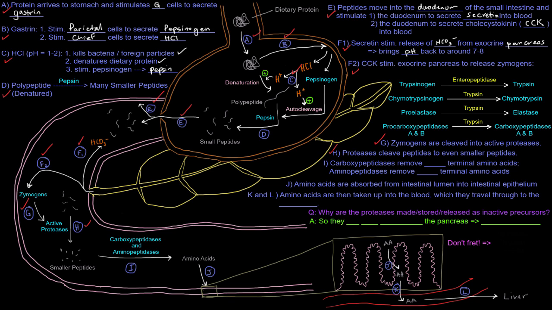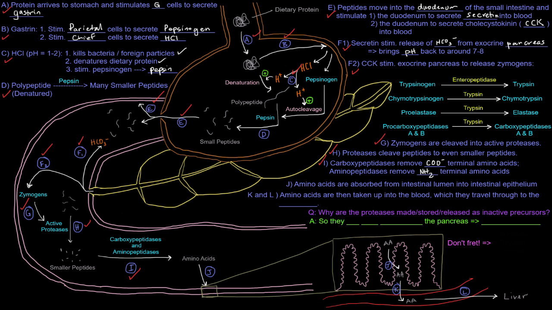Okay. The next step is having the carboxypeptidases removing the carboxy terminal amino acids and aminopeptidases removing the amino terminal amino acids. Okay, so these small peptides, basically we're going to remove amino acids off the ends until we have just a collection of amino acids. So at this point we've taken what we started off with as a large dietary protein that was turned into a polypeptide, and now we've got amino acids from it after cleaving it a bunch of times. So that was step I. So I is done here.